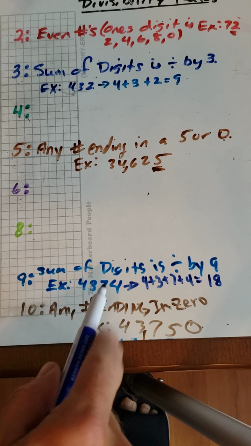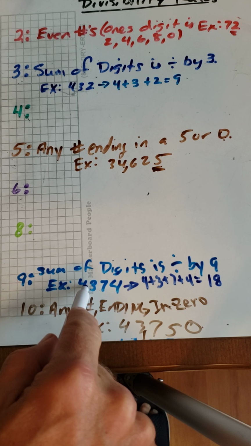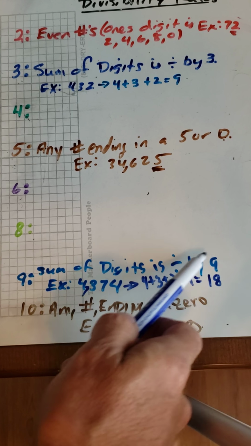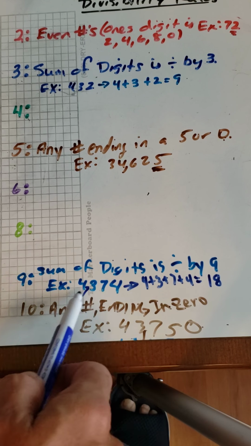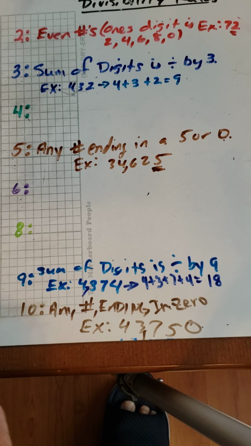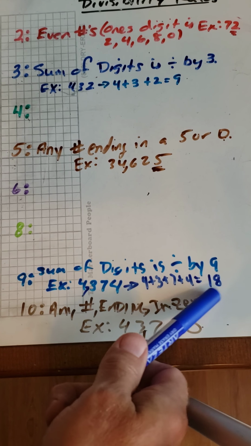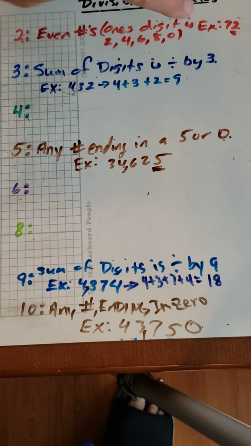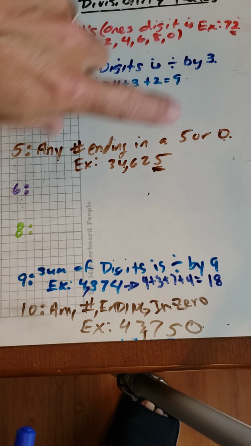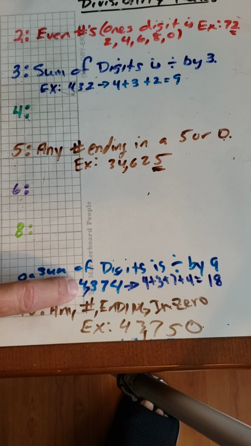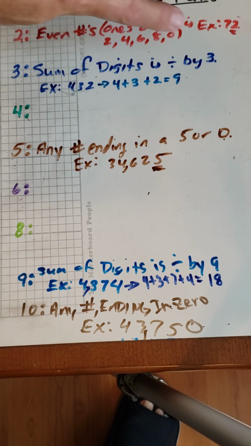Therefore, 4,374 is going to be divisible by 9. So if the sum of the digits is divisible by 9, then the original number is going to be divisible by 9. What I also notice is that 1 plus 8 equals 9. Therefore, 3 will also divide into this number. So 4,374 is divisible by 9 and divisible by 3.